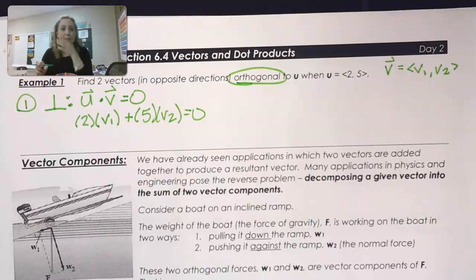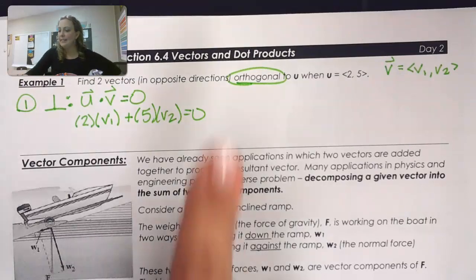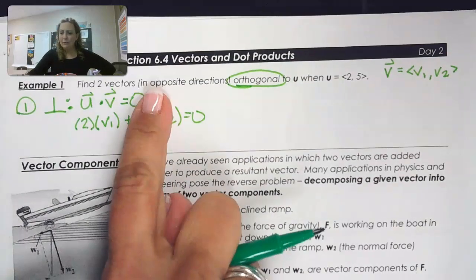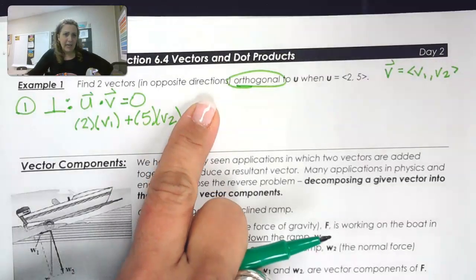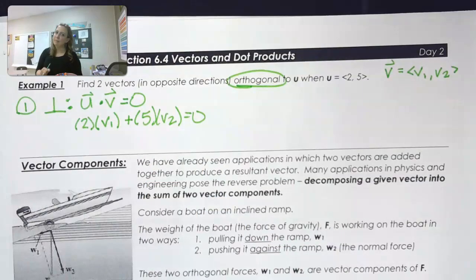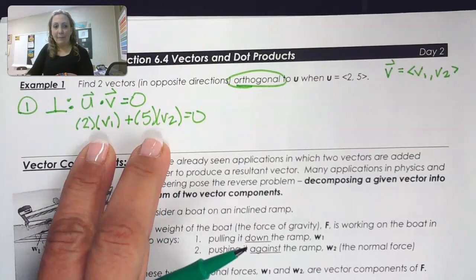Now sometimes my kids will say, well, 0. Well, the issue is that the direction of the vector 0, 0 is 0. So it doesn't have a direction, right? So we can't find two vectors that are in opposite directions. We're going to have to use some numbers other than 0. So again, the goal is to create these so that they're opposites.